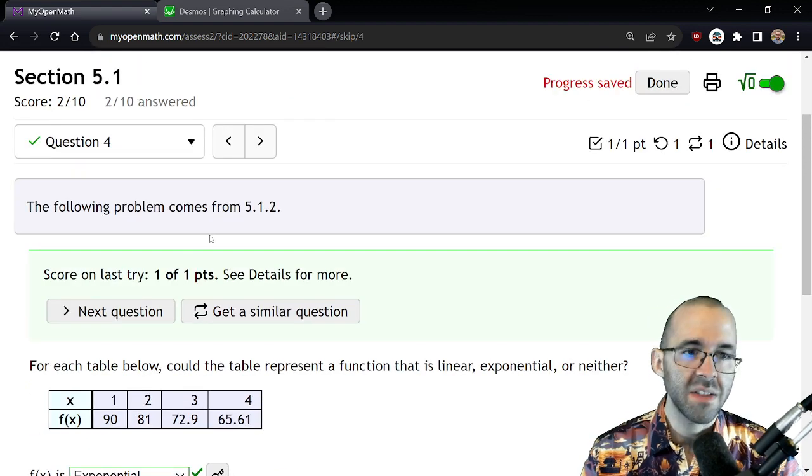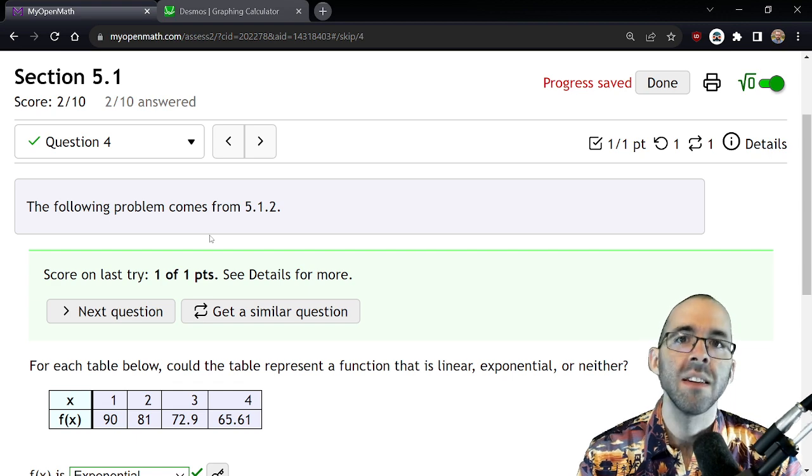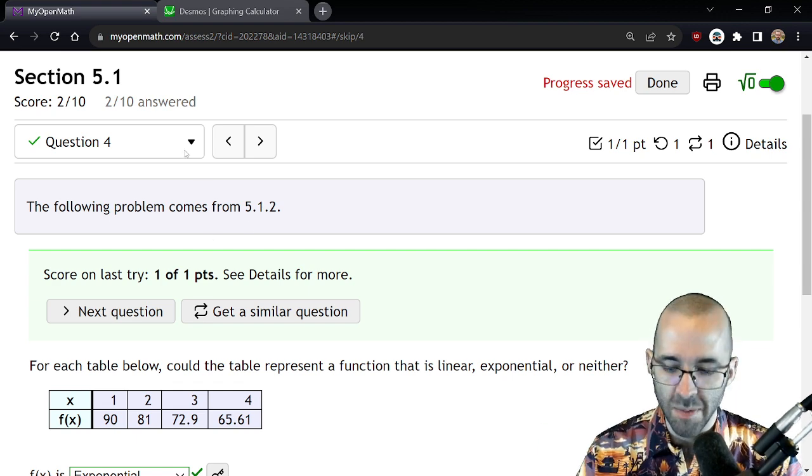Exponential, we're losing the same percent or gaining the same percent. Linear, we're adding or subtracting the same number every time.